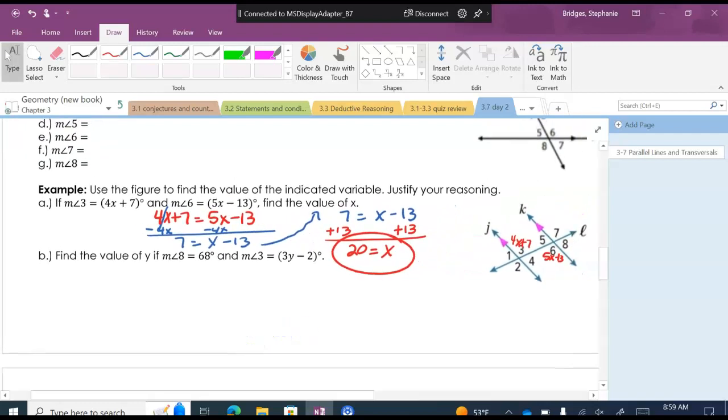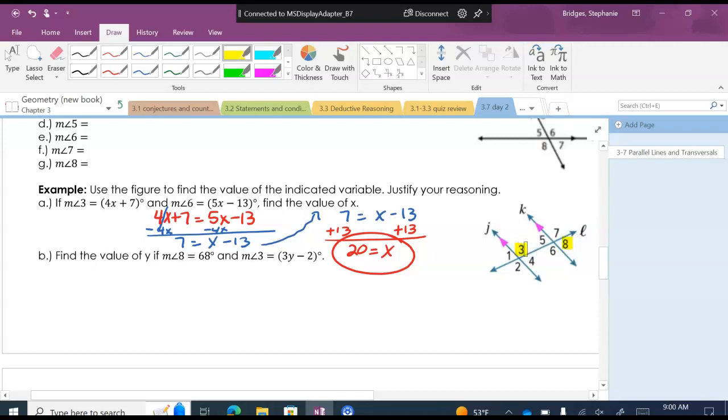Now I'm going to go back to this picture. I'm going to erase what I already wrote down because I need to look at what we're going to do for y. So first of all, what two angles are we talking about for y? Angle 8 and angle 3.